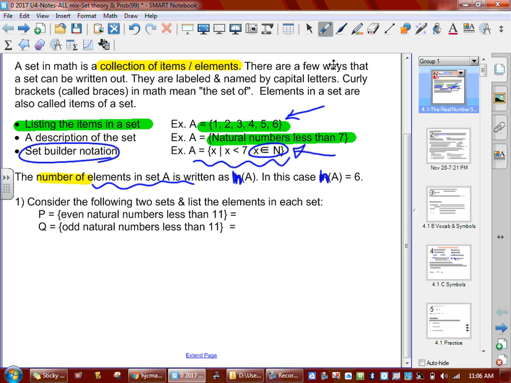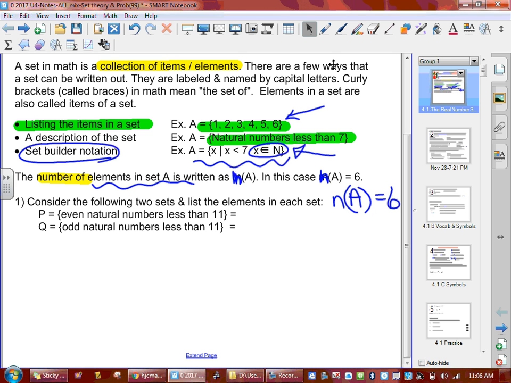Okay, so whenever you say, for example, like we just saw here, set A was numbers 1 to 6, and there's 6 digits in there. That's why we write the number in set A is 6. Remember, the equal sign, we would read it as the word is. Okay, that's why they write it like that. This example here, it says, consider the following two sets. And we're going to list the elements, meaning the items. What will we find in each set?